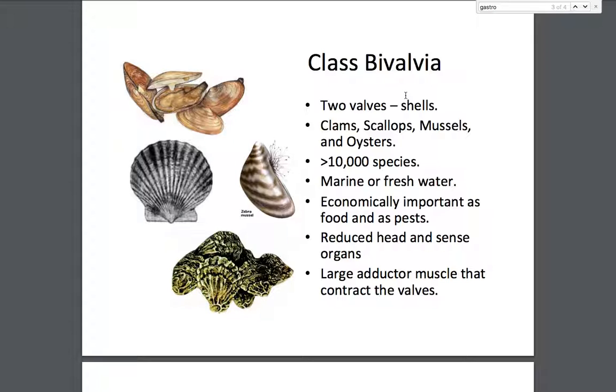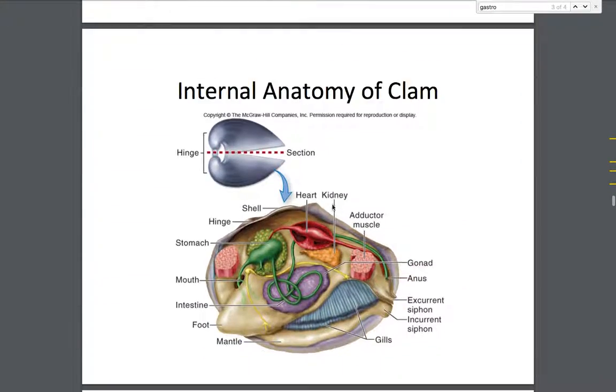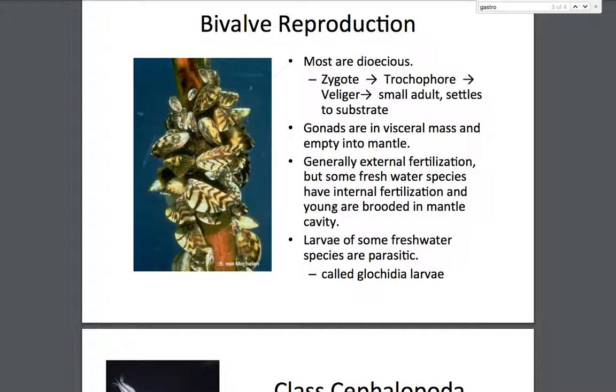So, most of them are dioecious, male and female separate. A lot of them have what are called sequential hermaphrodites. So like oysters, when they're born, they spend the first 3 or 4 years as males, and then after their 3rd or 4th season, they shift to females. Their gonads become ovaries, and they start making eggs, and then they finish their lives as females.